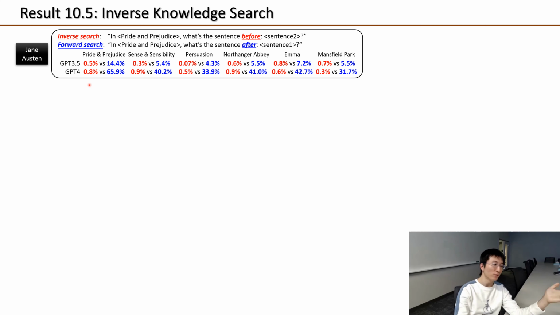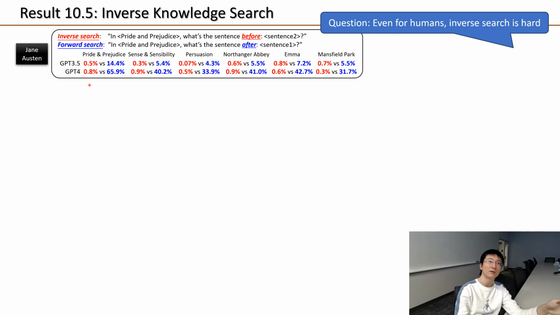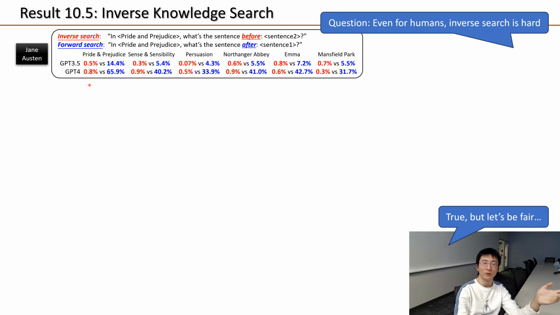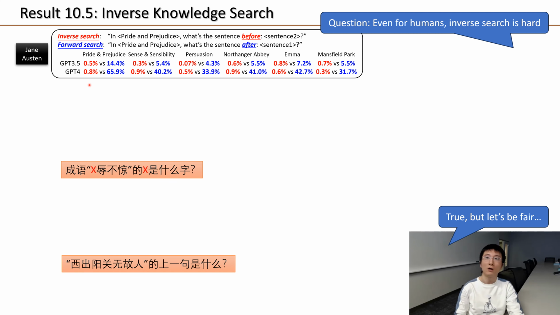So the moment I showed this to some of my friends and colleagues, a few of them were actually not surprised. They say that even for humans, inverse knowledge search is hard. But I want to defend a bit by saying that we had better have a fair comparison, right? Because for humans, even for Jane Austen's novel, I cannot even do forward search. So I have to define maybe a more natural task for human beings. So here are the 2 tasks that came up in my mind.